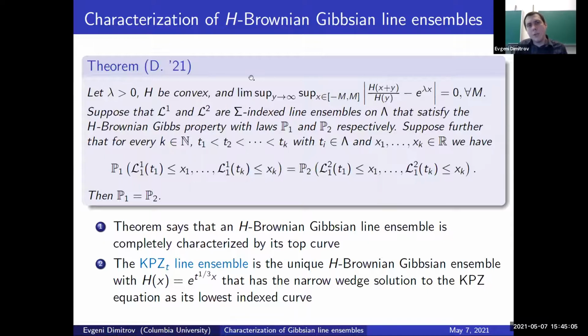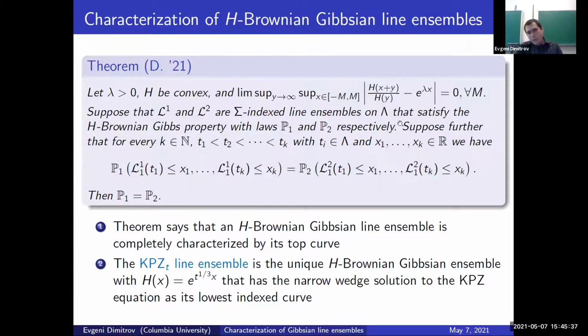And also you want it to satisfy some complicated looking statement, which basically means that you want your function capital H to grow like an exponential function near infinity. So for some positive lambda, you want this difference to go to 0 near infinity in some uniform sense. So for example, if H is exactly equal to an exponential function, e to the lambda x, this ratio is going to exactly cancel for all x, and this statement will be satisfied. But we can handle slightly more general interaction Hamiltonians.